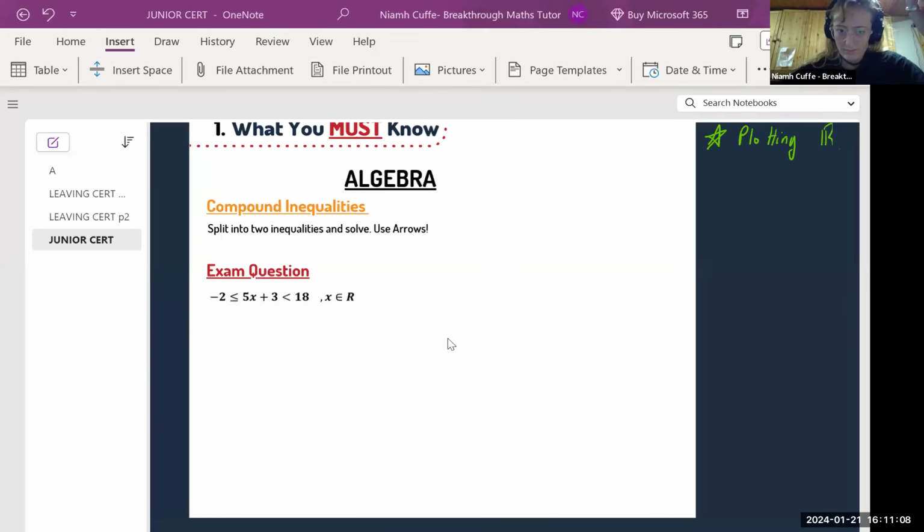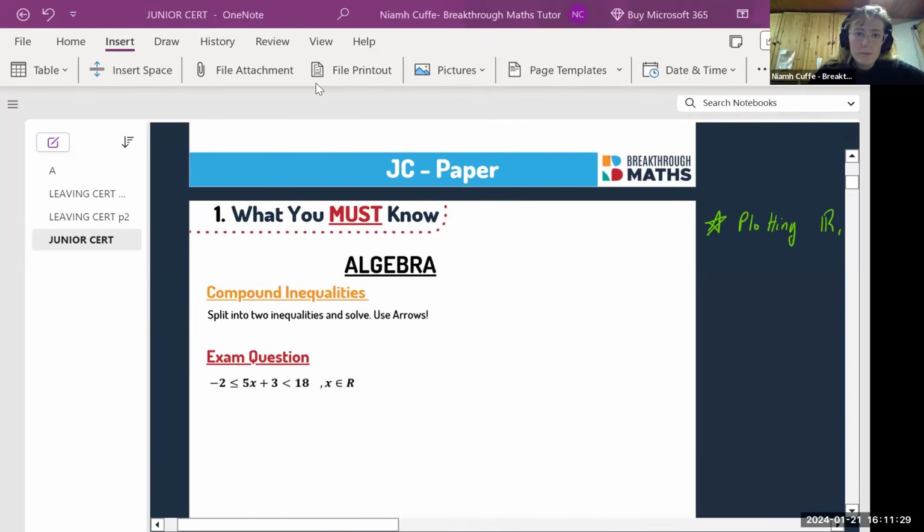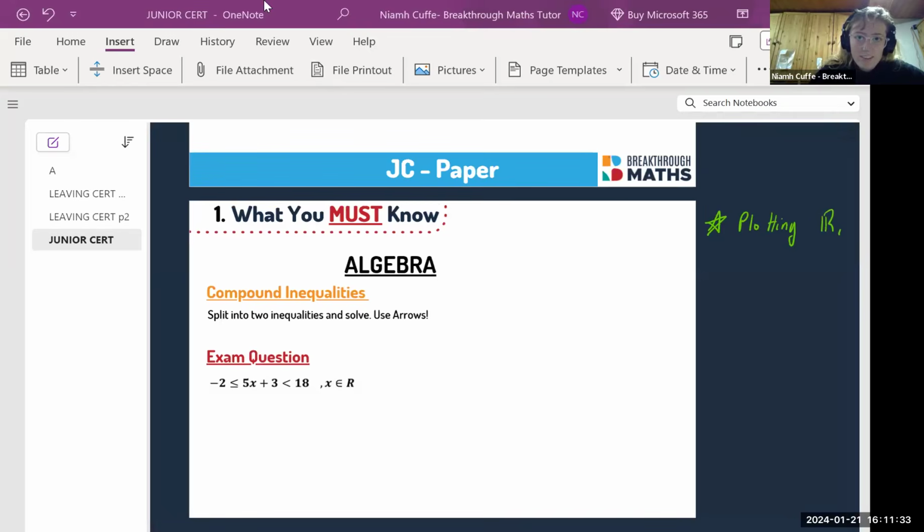So inequality, guys, it means not equal to. So what are we talking about there? Feel my pen working. Yeah, that's sorted, Niamh. Perfect, thank you. Okay, lovely. Let me just get everything out of the way.